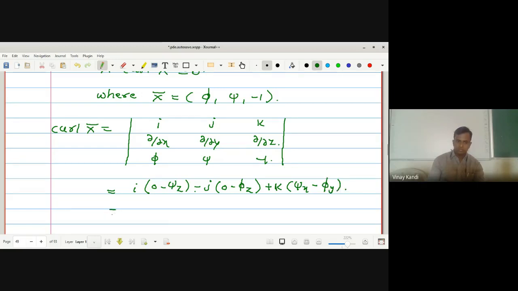So the curl of x bar is equal to minus psi z, plus phi z (minus minus gives plus), and psi x minus phi y. Any doubt up to here?